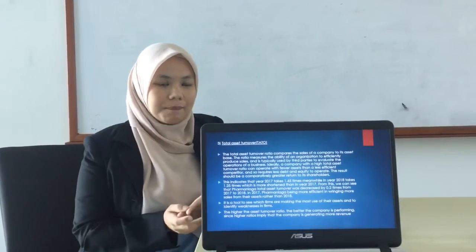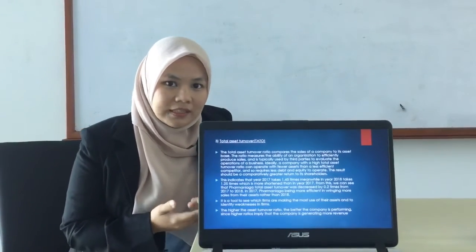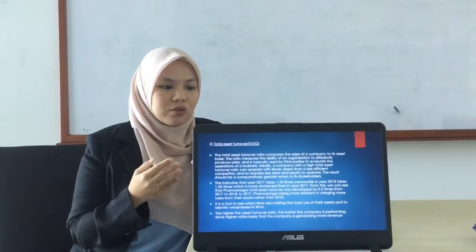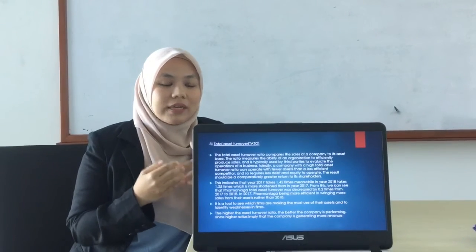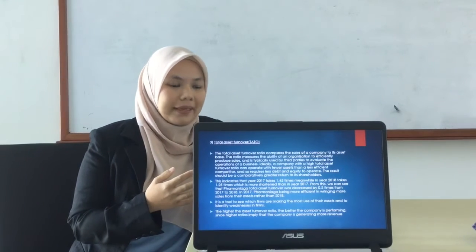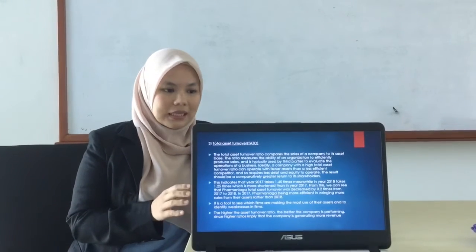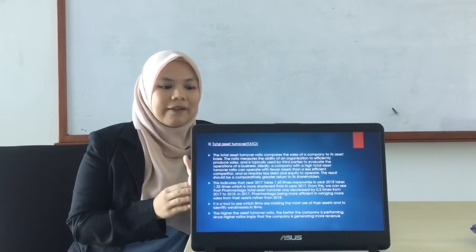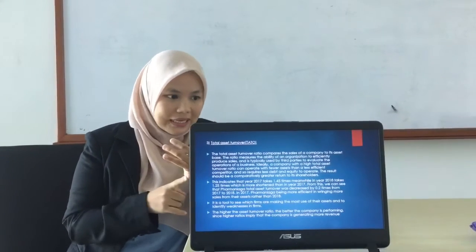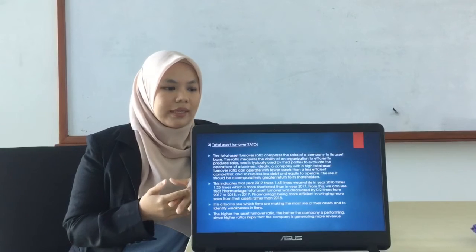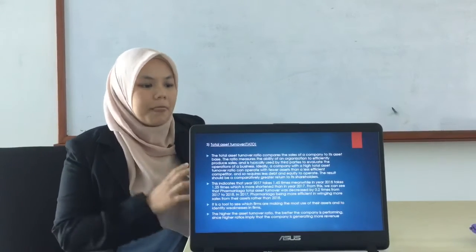Next, thirdly, total asset turnover, TATO. TATO can be defined as a ratio to compare the sales of a company to its asset base. The ratio measures the ability of an organization to efficiently produce sales, and it is typically used by third parties to evaluate the operation of a business.